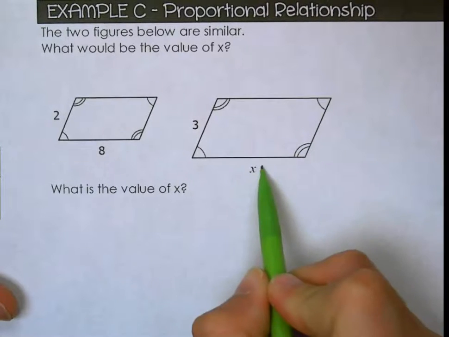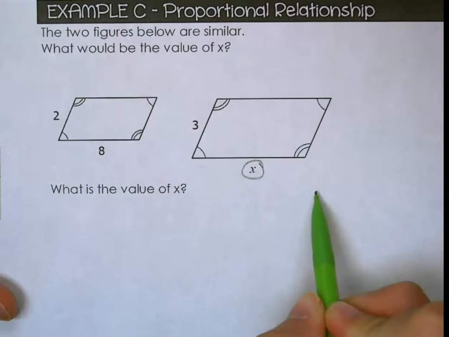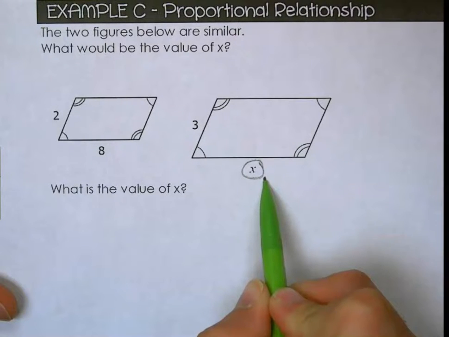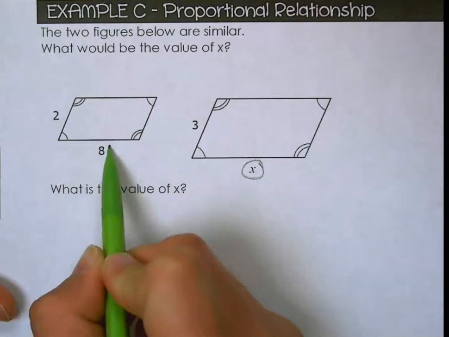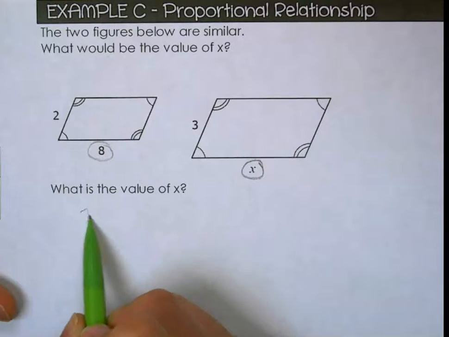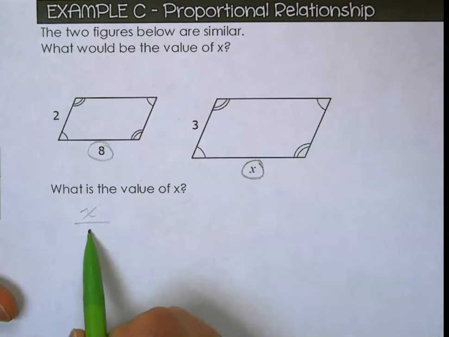Okay. First, you circle the x. Okay, then you find what corresponds to that on the other shape. We just did corresponding, so we should remember this is the bottom, 8 corresponds to it. Okay, so that would be x over 8.